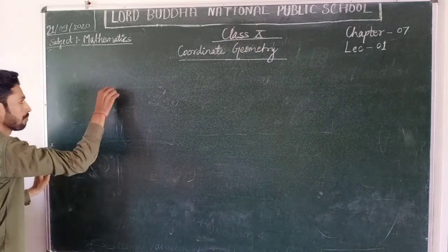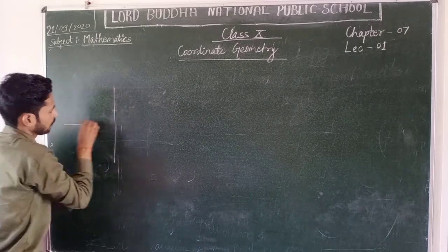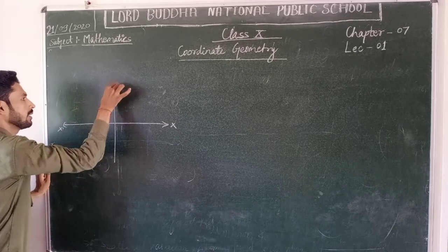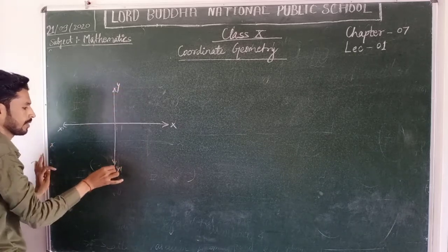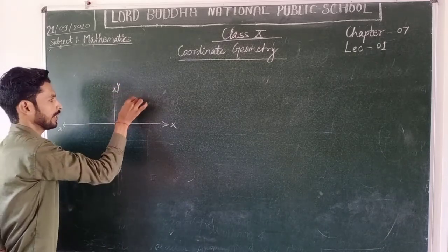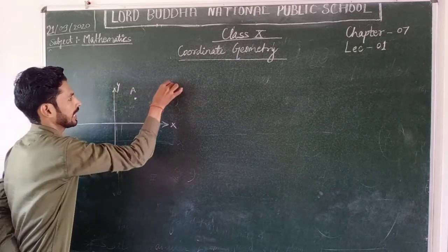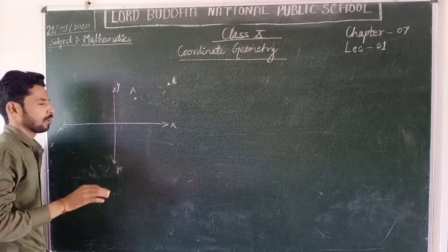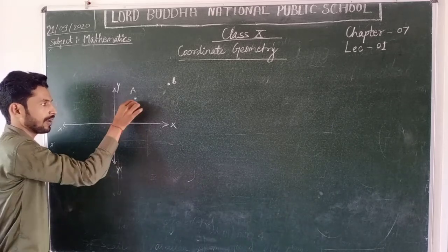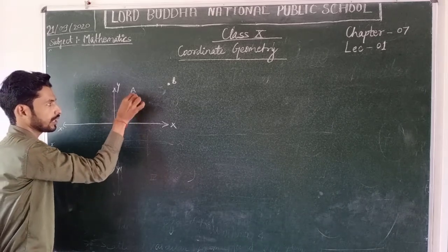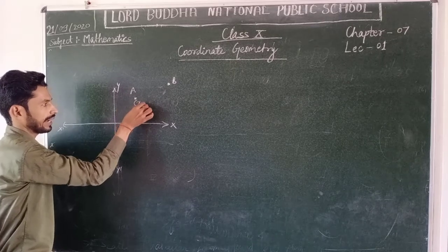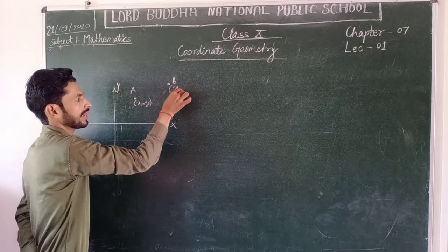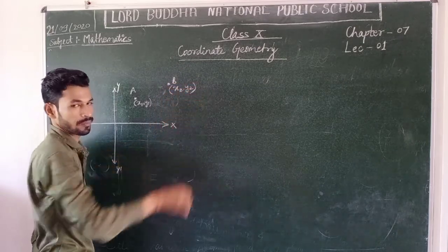Suppose there is an x-axis and this will be the y-axis. Now suppose there is a point A and the next point is this B. If we want to know the coordinates of point A, then we can write x1 comma y1, and the next point is B, so that will be x2 comma y2, like this.